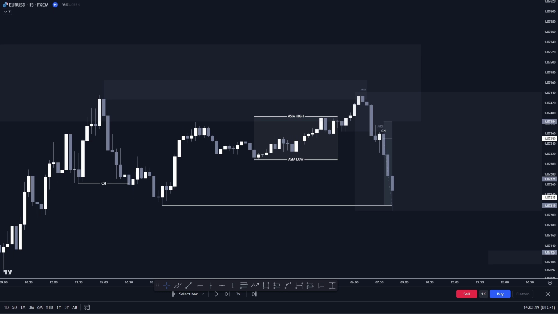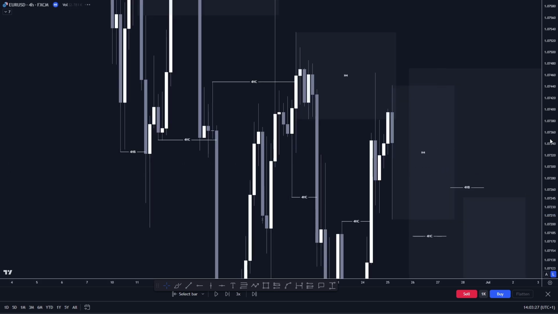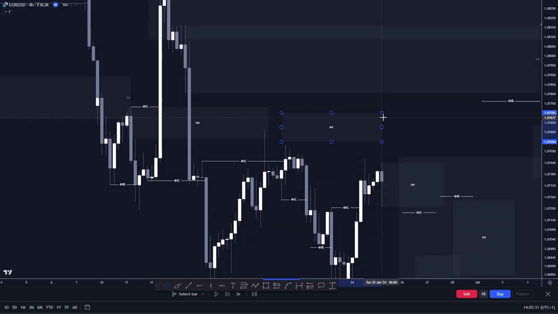Okay guys, so now we're on the charts. We're going to be going over the Euro Dollar. I'm just going to go over this trade and show you guys what I did and explain the process. This is a trade I'd taken on the 25th of June. Beautiful trade, to be honest, very textbook.